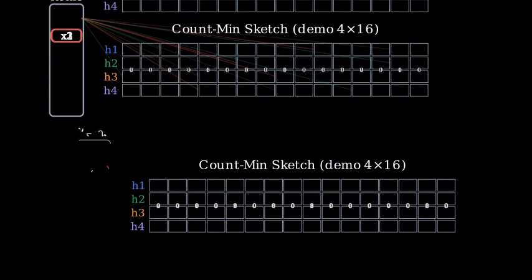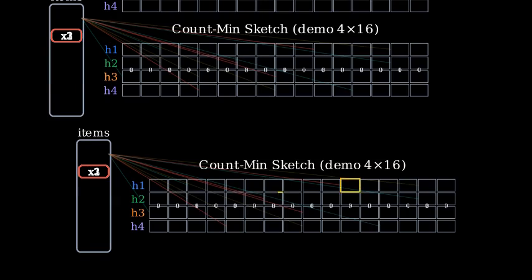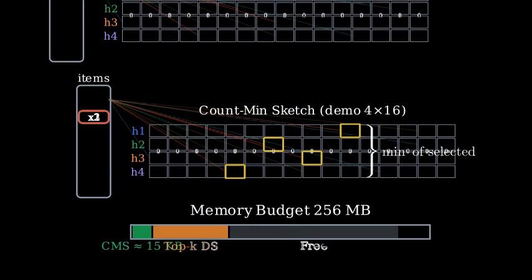To estimate the frequency of an item, take the minimum of its 4 counters. The estimate is never less than the true count, and at most epsilon times n above it with high probability. With 1% error, we choose width around 272. With failure probability 1 over a million, we choose depth around 14. Using 4-byte counters, the table takes about 15 kilobytes. The memory budget easily fits within 256 megabytes.